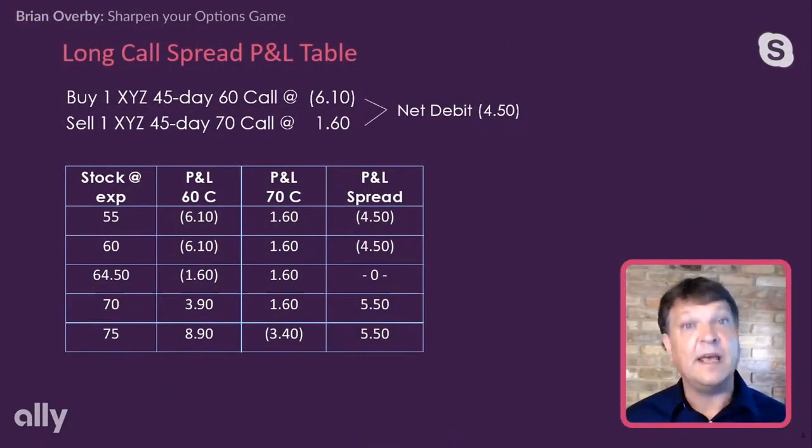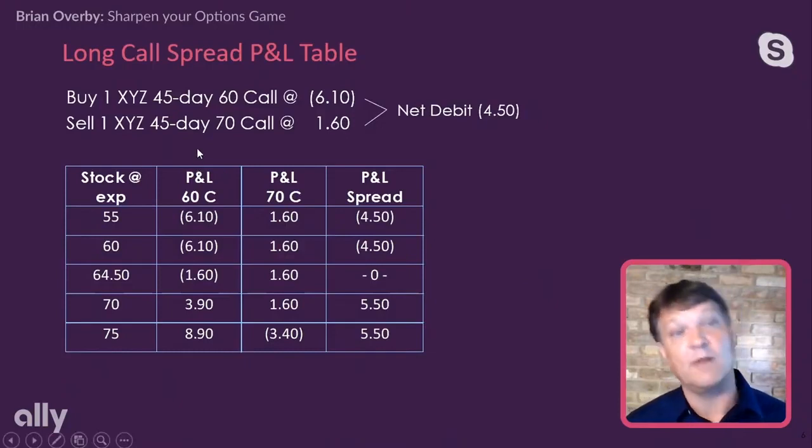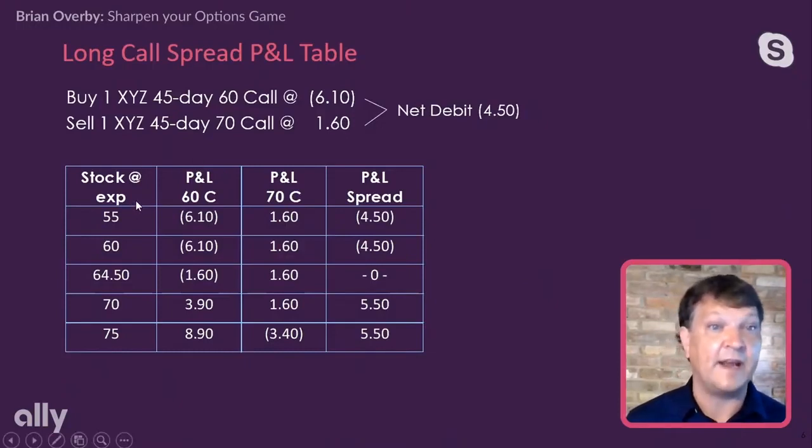All right. So here's the long call spread, and we have a profit and loss table. I'm going to go through this fairly quickly, but we're just going to fast forward to expiration. We're going to look at different prices and what the intrinsic value or the real value of the option contract would be at that expiration date. So we have a 45-day option. We're going to fast forward and notice stock now is at expiration.